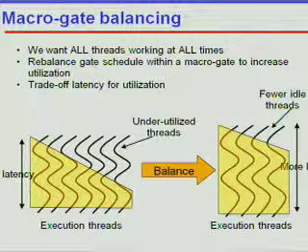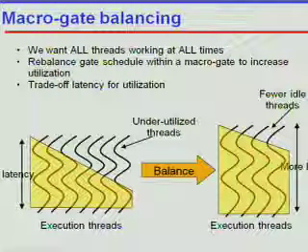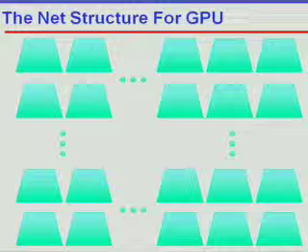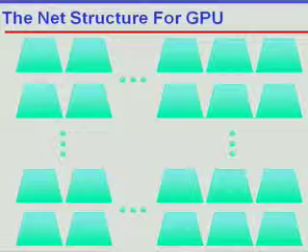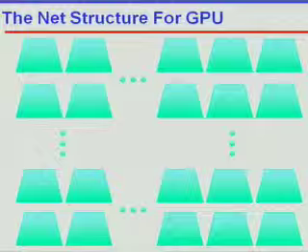So how do we balance the macro gates? We want all the threads working, and we need to rebalance the gate schedule within a macro gate to increase utilization. This is a trade-off of latency for utilization. After our balancing, we make sure that we have fewer idle threads in each macro gate. So this is the general netlist structure before we send the netlist into the GPU.